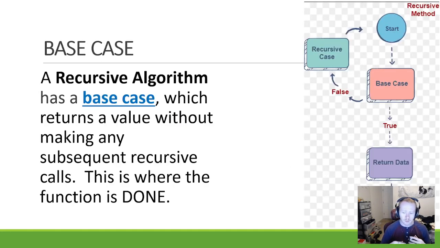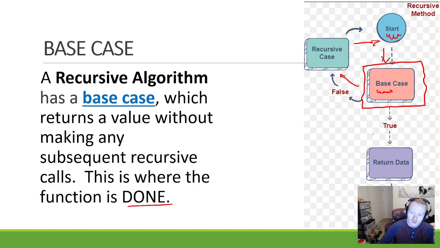One thing to keep in mind with recursion is the need for a base case. The base case is essentially just the solution that we're looking for, or just something to bottom out and stop the recursion. A recursive algorithm has a base case which returns a value without recursion. This is where the function is done. So with this diagram, we start whatever function we're working on. We check whether the base case is true or not. If it's not, we call the same function again, and we go through the loop. If it's true, we return the data, and we end the function.